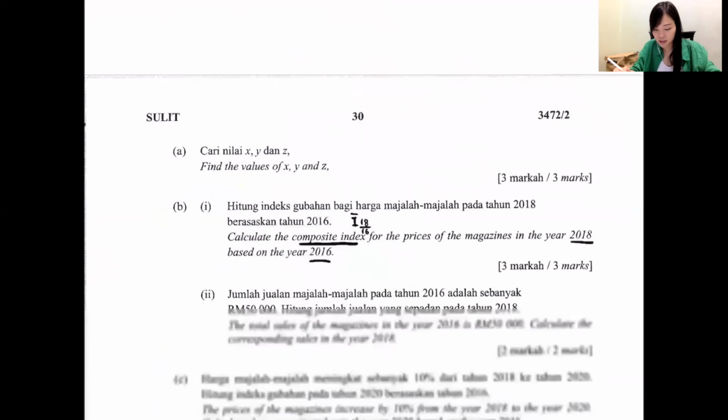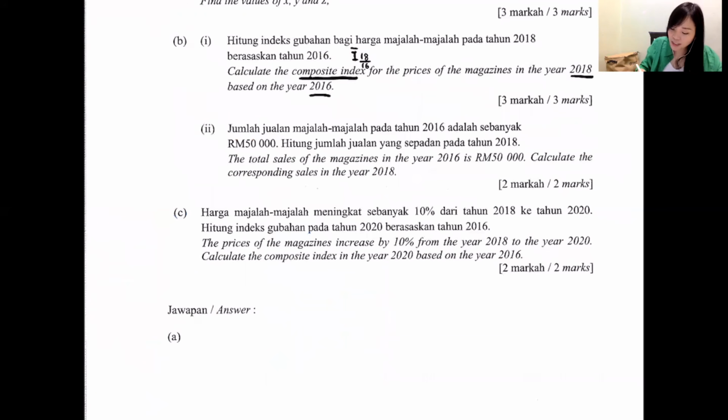Is it B2 or C? B2. B2, they say what? Let me read for you. The total sales of the magazines in the year 2016 is RM 50,000. My dear, RM is money. Money is always what symbol? Q.